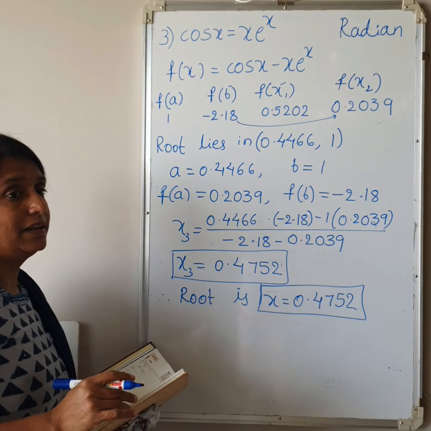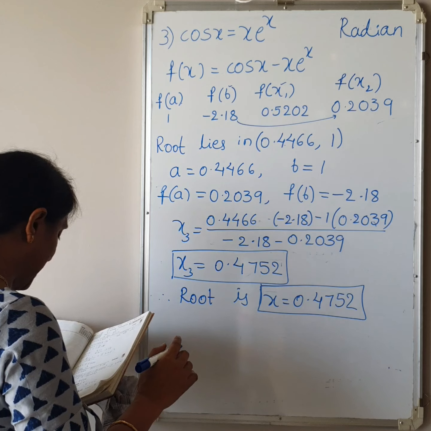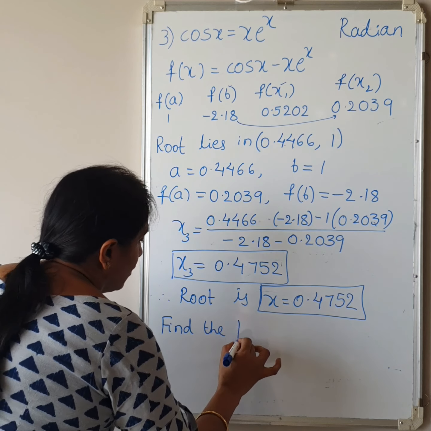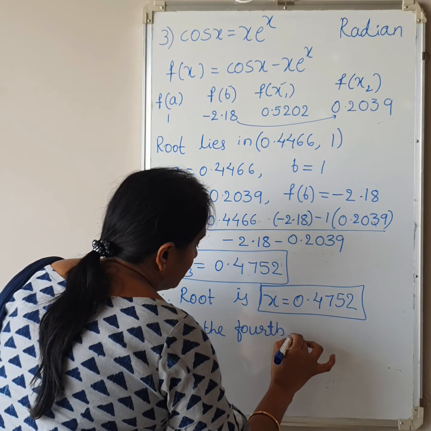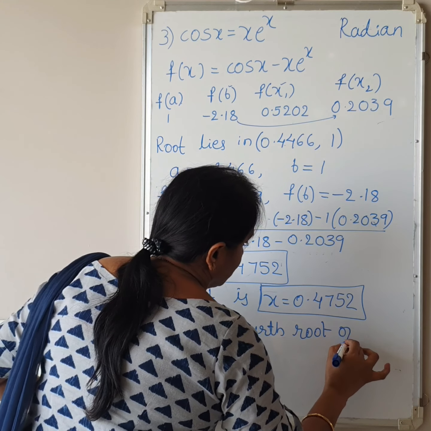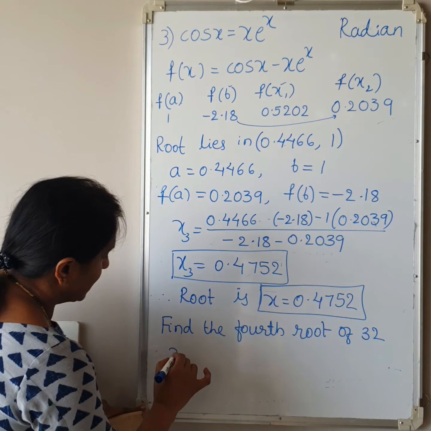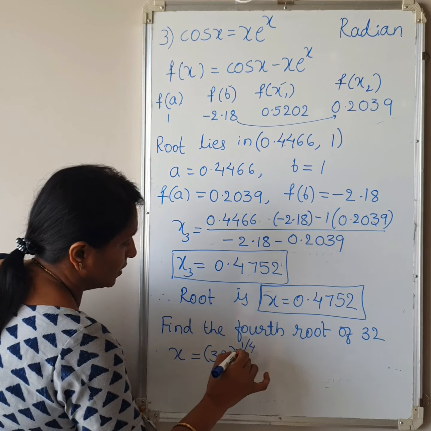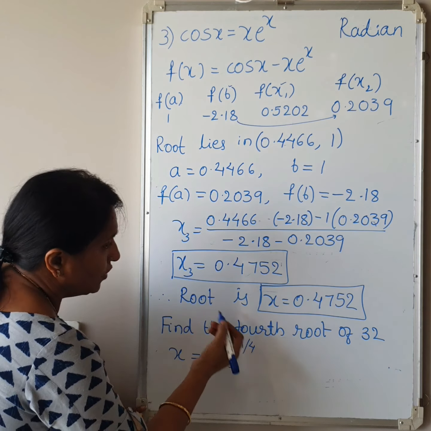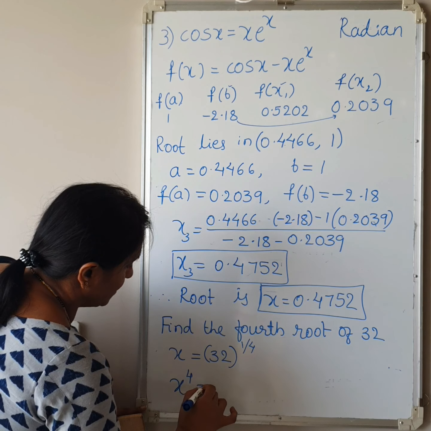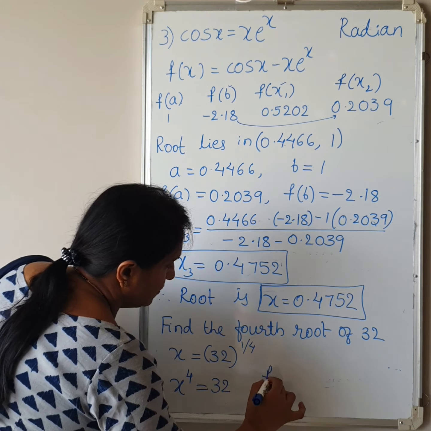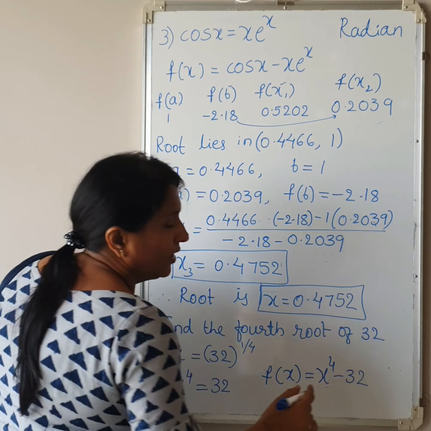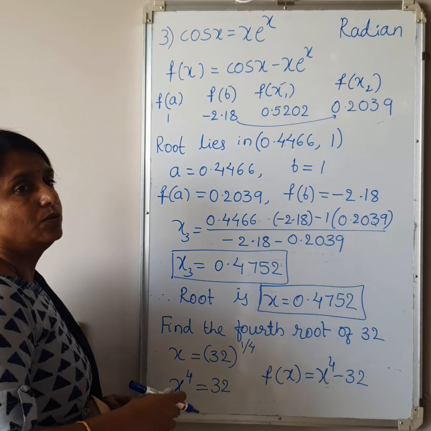Sometimes in the regula falsi method they may give an example like find the fourth root of 32. In such cases what we have to take? Let x is equal to 32 raised to 1 by 4. We need to find the fourth root. If you raise to the power 4, x raised to 4 is equal to 32. Your f of x will be x raised to 4 minus 32. Again, the same way you can solve the example. They may give the fifth root like that also.